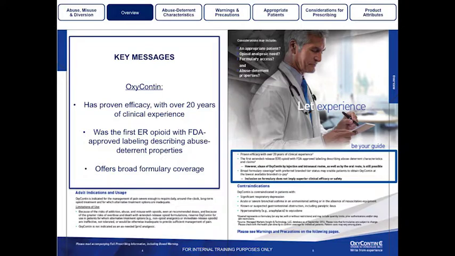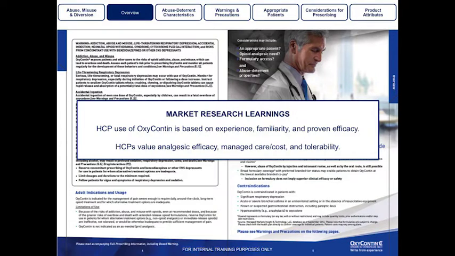However, abuse of OxyContin by injection, as well as by the intranasal and oral routes, is still possible. Offers broad formulary coverage. Be sure to communicate that inclusion on formulary does not imply superior clinical efficacy or safety. Market research has taught us that HCPs acknowledge that their use of OxyContin is based on experience, familiarity, and proven efficacy. Another key learning is that when considering prescribing an opioid for the management of pain severe enough to require daily, around-the-clock, long-term opioid treatment, and for which alternatives are inadequate, HCPs value analgesic efficacy, managed care, cost, and tolerability.